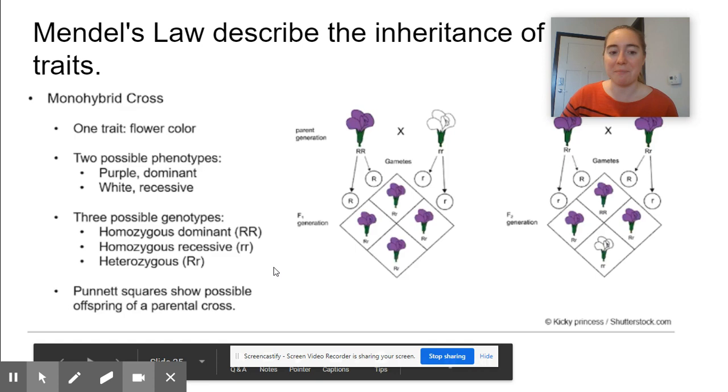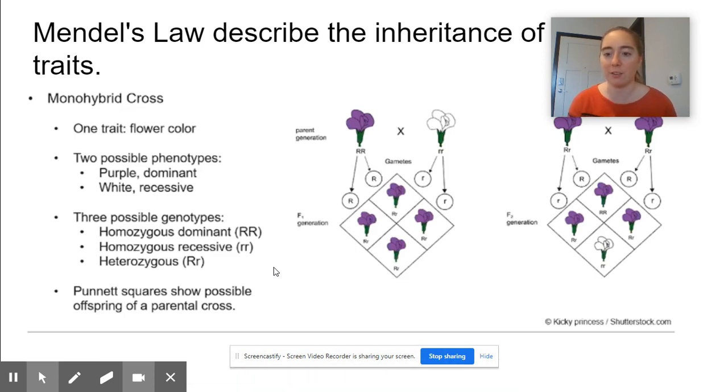Sorry, and I'm going to stop there. I will show you an example of a dihybrid cross as well. We will get into those. They're a little bit more tricky, but they're also pretty easy once you get them started.